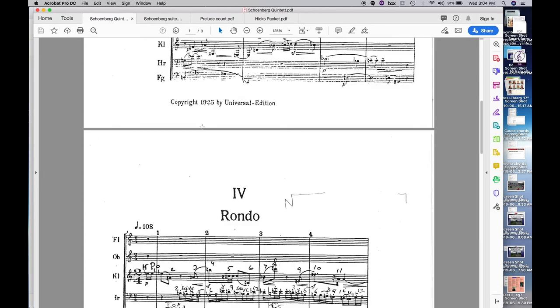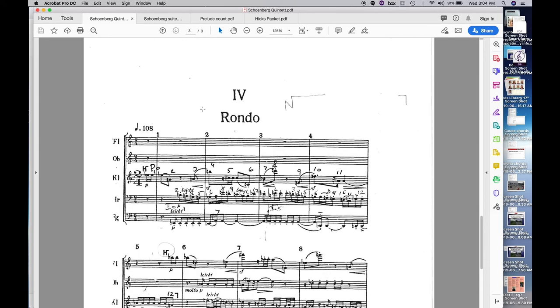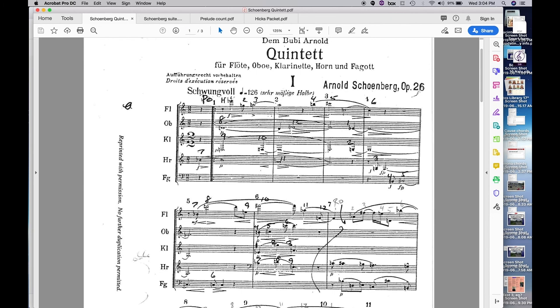Here's our matrix. E flat, let's see what we got here. P0, 1, 2, 3, 4, 5, 6, 7, 8, 9, 10, 11, 12. However, again, this row form folds in on itself in interesting ways. Look, 1, 2, 3, 4, 5, 6, and then 7, 8. So he's reversed the hexachords. He's starting with 7, 8, 9, 10, 11, 12 here, and then he goes to 1, 2, 3.